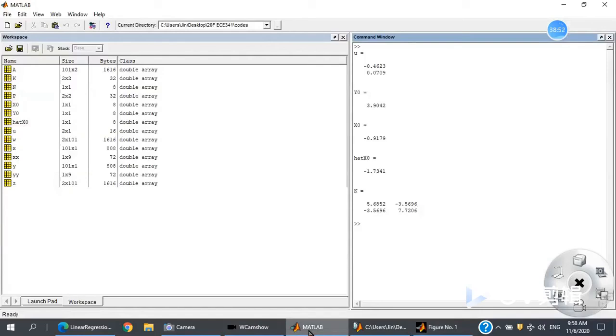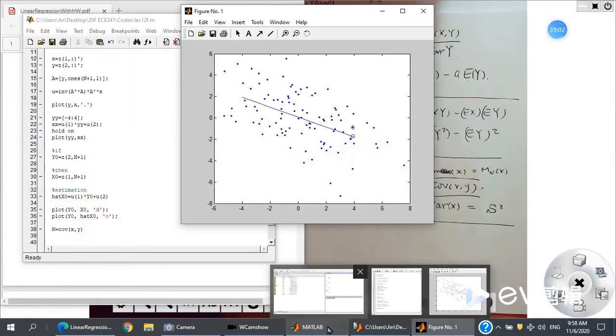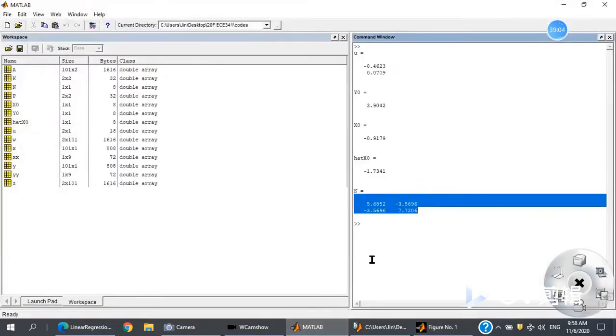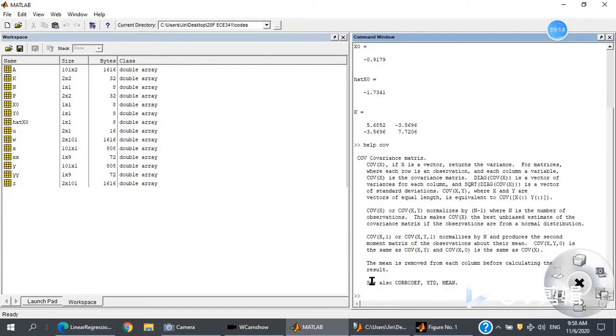Let me run. Okay, here you see, K is a square matrix, a 2 by 2 square matrix. Then what are these elements? You can type help covariance, just covariance, to see what it is. If x is a single vector, it will return the variance, and this one, no, I'm using this one.